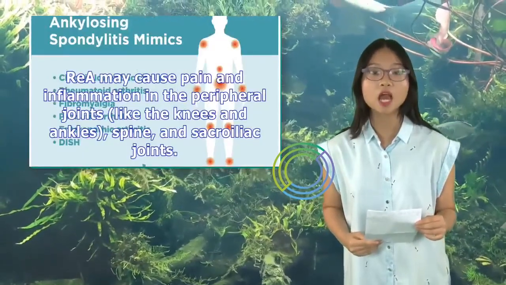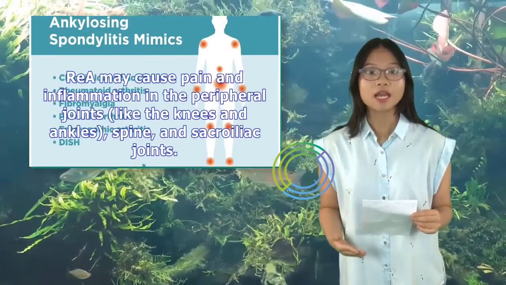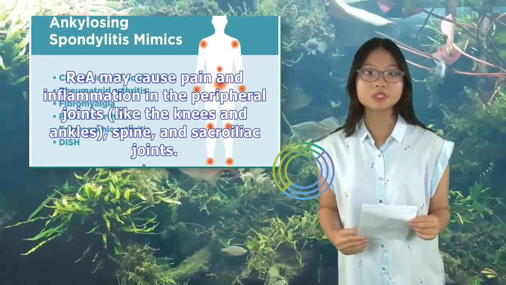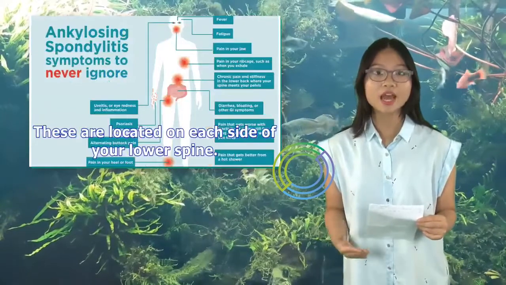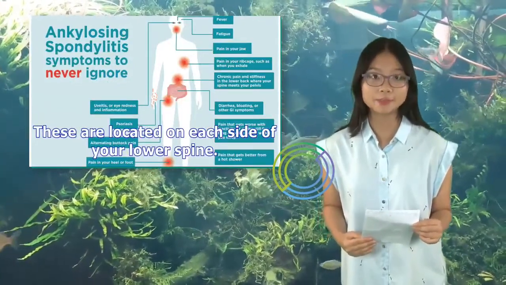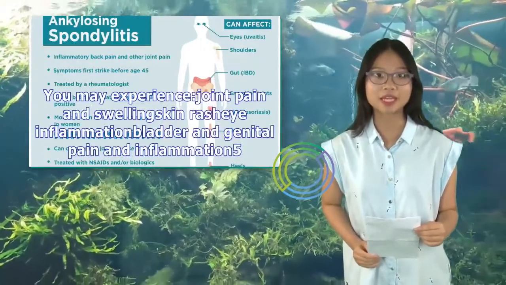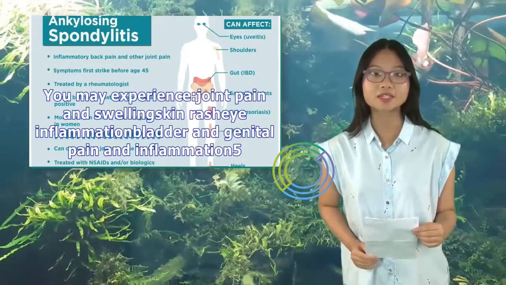RIA may cause pain and inflammation in the peripheral joints, like the knees and ankles, the spine, and the sacroiliac joints. These are located on each side of your lower spine. You may experience joint pain and swelling, skin rash, eye inflammation, and bladder and genital pain and inflammation.